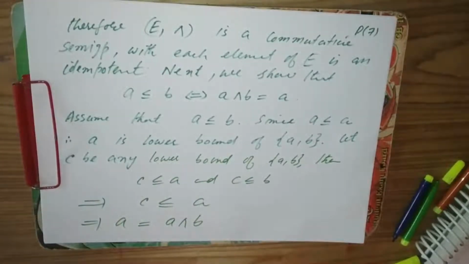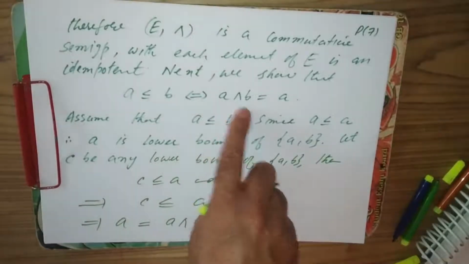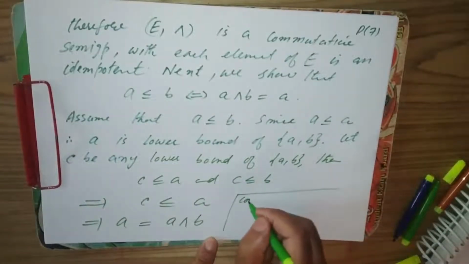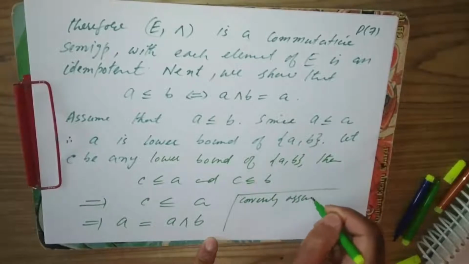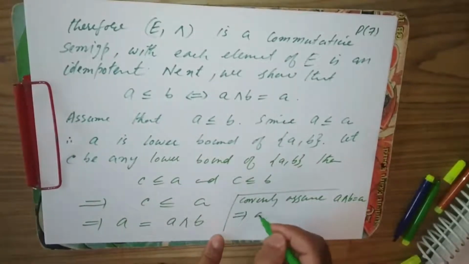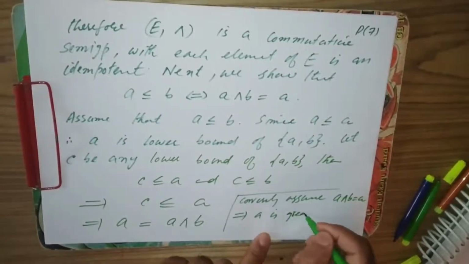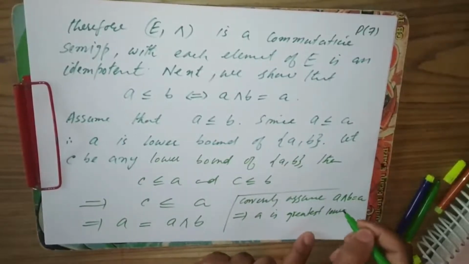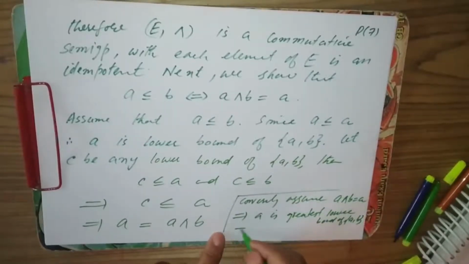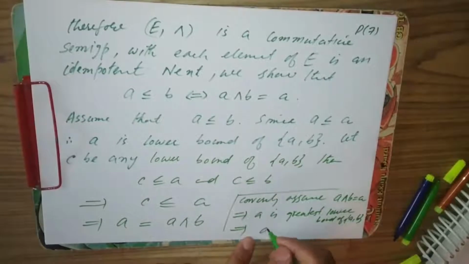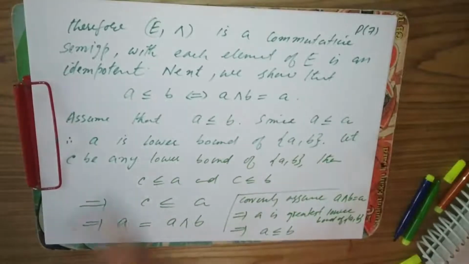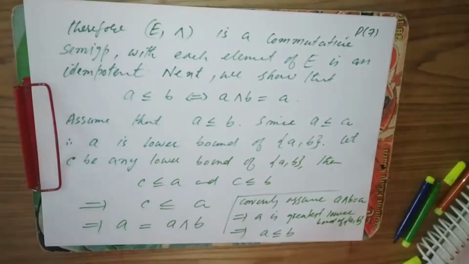And now suppose A meet B is equal to A; we need to show that A is less or equal to B. So conversely, assume A meet B is equal to A. That means A is the greatest lower bound of A and B, which means A is less or equal to A as well as A is less or equal to B. So whenever A meet B is equal to A, then A is less or equal to B, and whenever A is less or equal to B, then the meet of A and B is equal to A. So this proves one way.